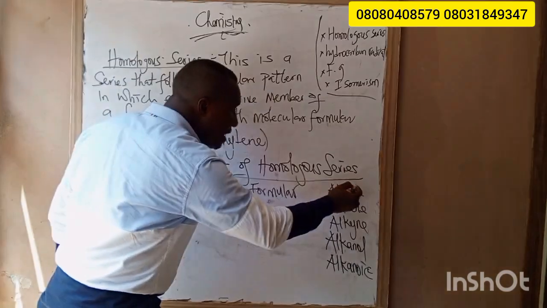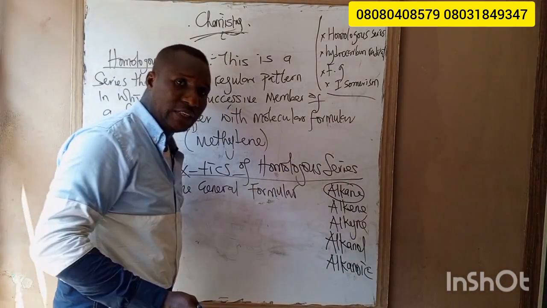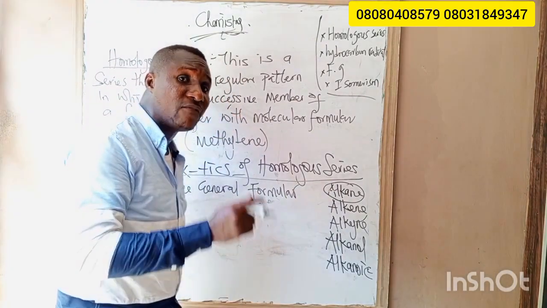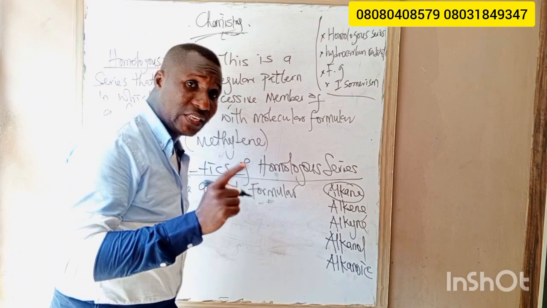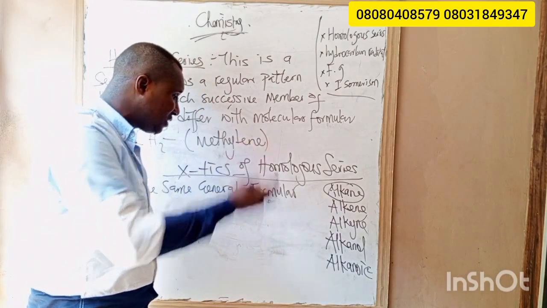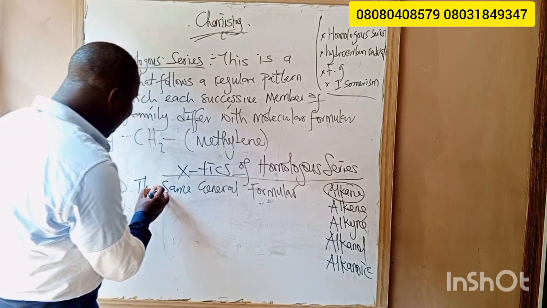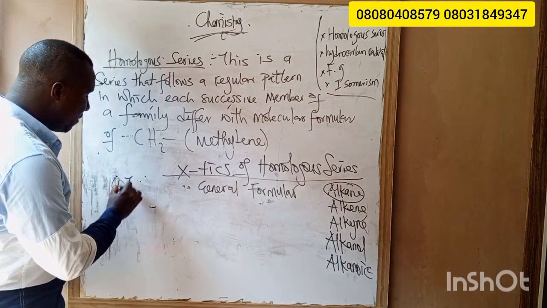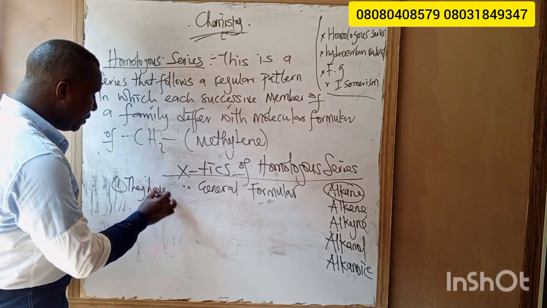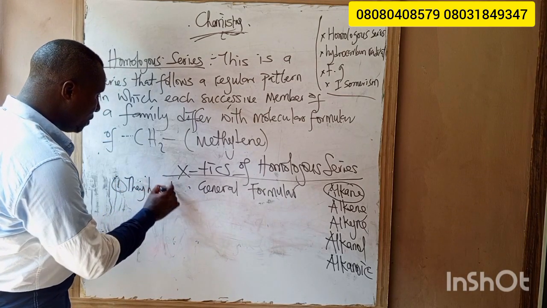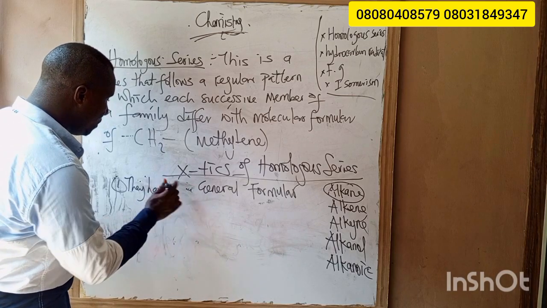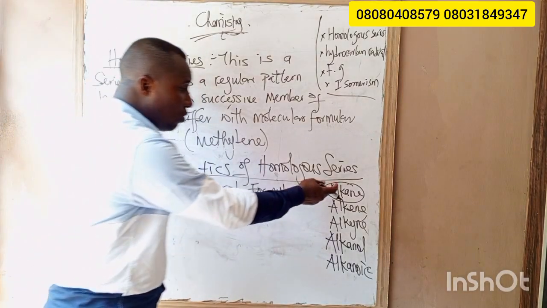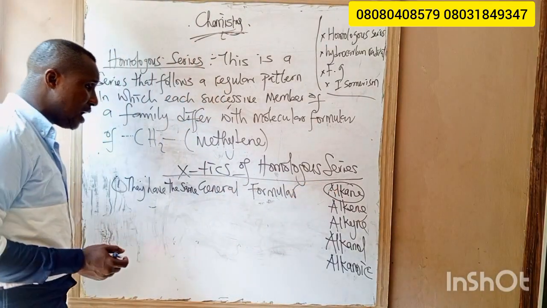Any member in each of these homologous series has a general formula, which I will still explain. But first of all, let us look at the characteristics of homologous series. They have the same general formula. That means all the members of a homologous series have the same general formula.